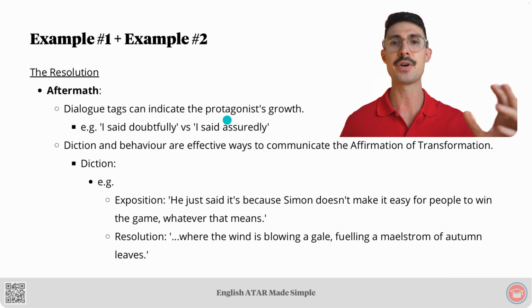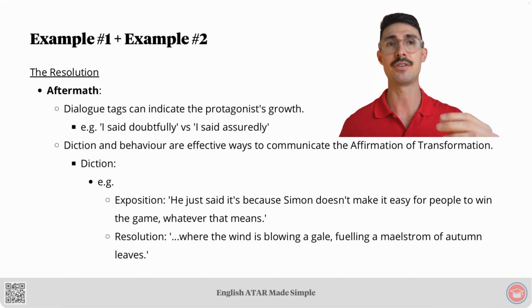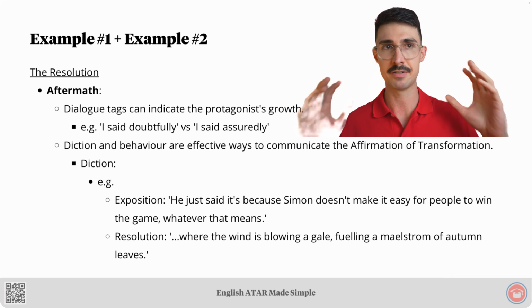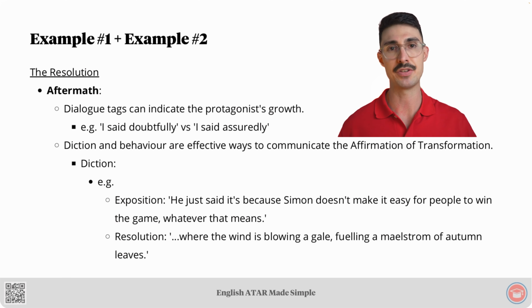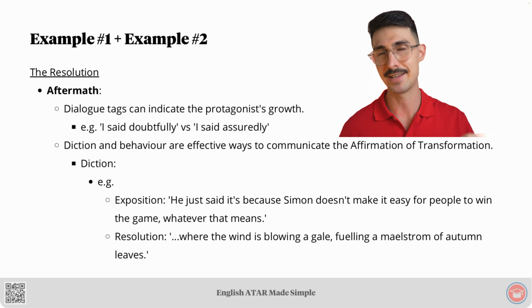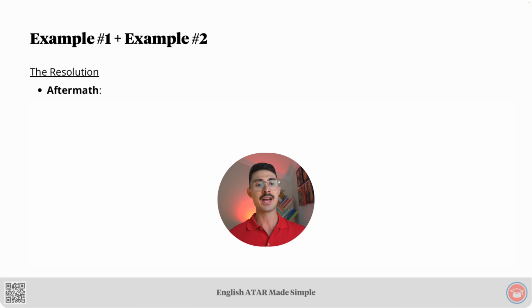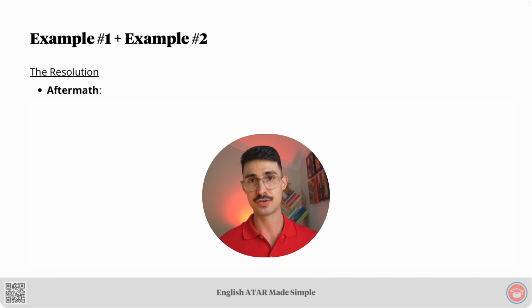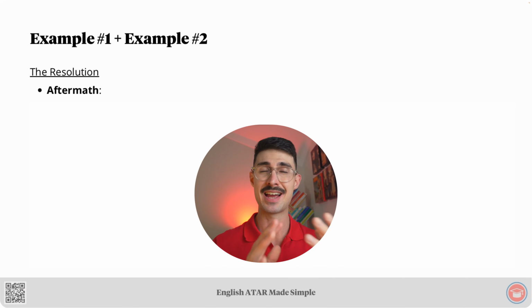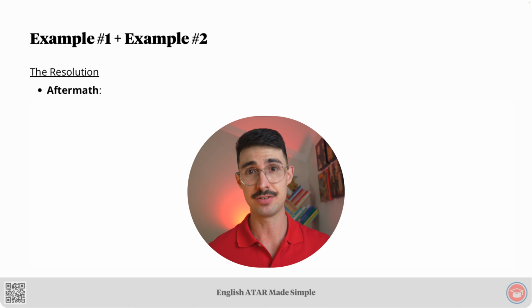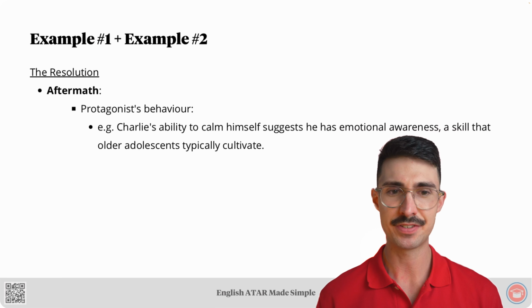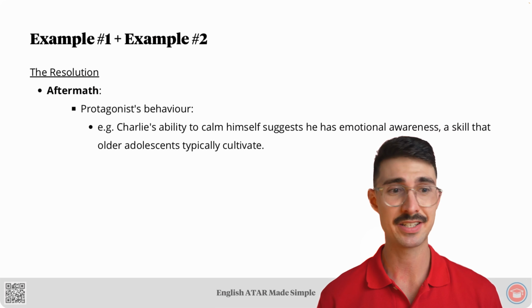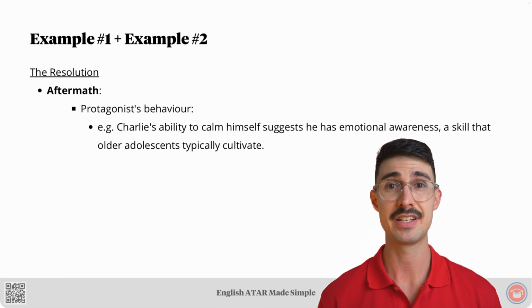If you were to guess who is the older character or older version of the protagonist, blind, without knowing anything about the story, 9 people out of 10, at least, would pick the resolution. So that is an example of diction being an effective way to communicate the affirmation of transformation. An example of the protagonist's behavior is as follows. Charlie's ability to calm himself suggests he has emotional awareness, a skill that older adolescents typically develop or cultivate.